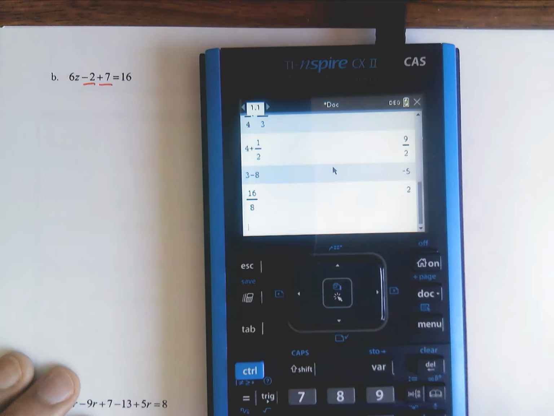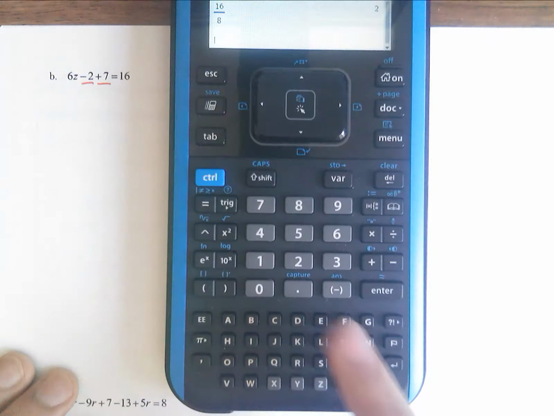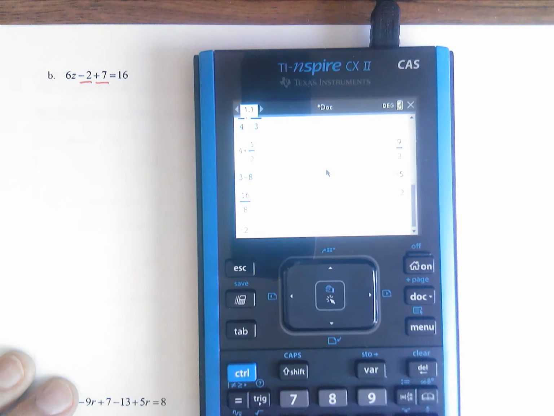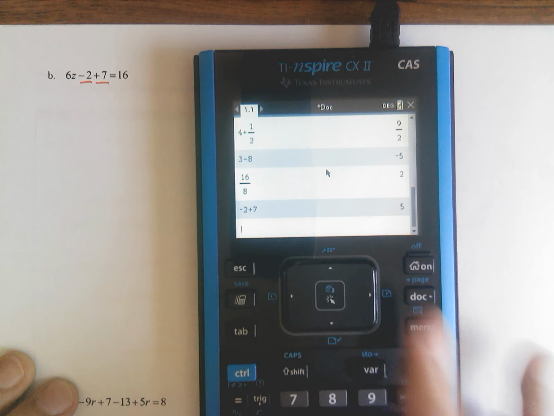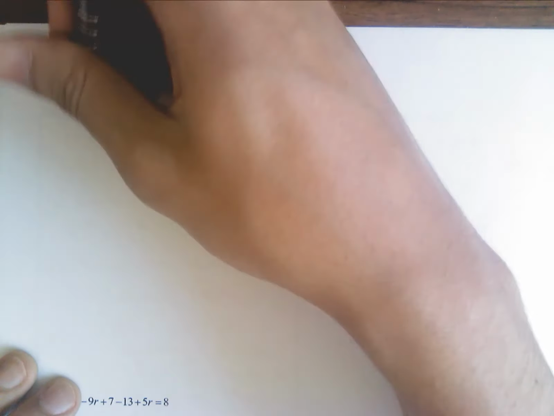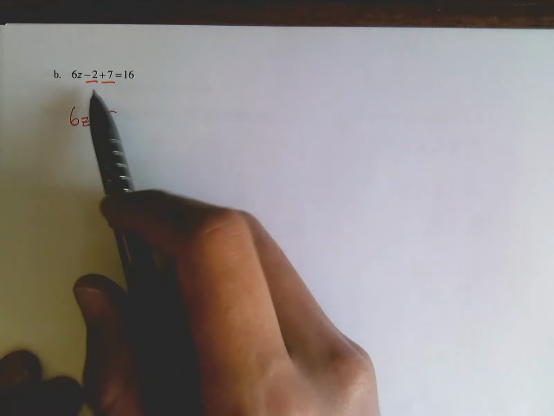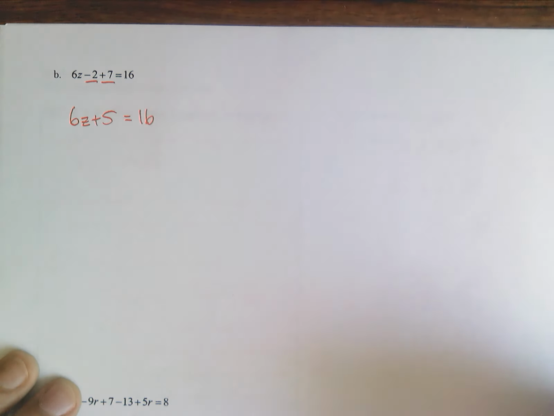So a minus 2 and a plus 7, let's plug that into our calculator. We have negative 2 plus 7. In order to do negative, you want to hit the negative button, which is right here. So negative 2 plus 7. We hit enter and we get 5, and that's positive 5. And then the 6z, there's nothing to combine with it there, so that just gets brought down. So we have 6z and then that plus 5 from combining these two. We bring down the 16. There's nothing to combine with it there. So now we have 6z plus 5.